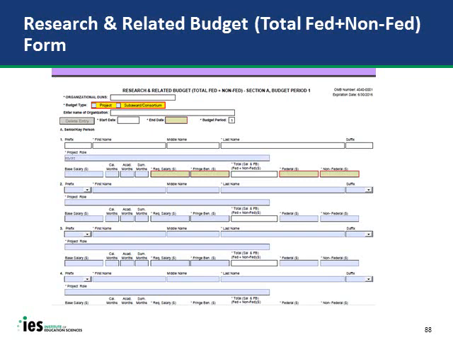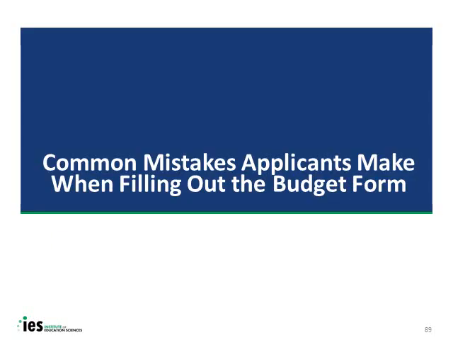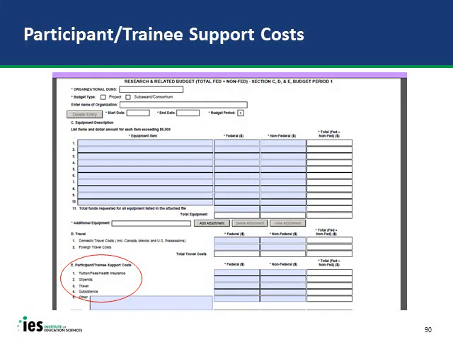Next, we are going to talk about the budget form. Here, I'll review some of the common mistakes that we see in budget forms. Section E, Participant Trainee Support Costs, circled in red, should only be used for training grant applications, 305B or 324B.